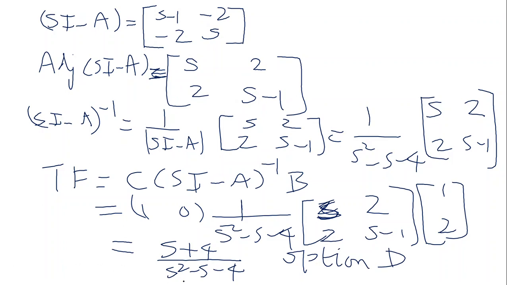Finding this multiplication is definitely easier for you, because you can easily do it. You get s plus 4, and in the second row 2 plus 2s minus 2, so the 2 minus 2 cancel and you get s. Since we multiply by [1 0], that row goes away. Finally you get s plus 4 and this denominator, so option D is correct. See how easily we are able to do the problem in transfer function.